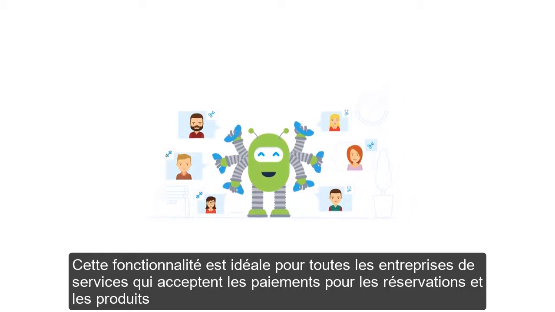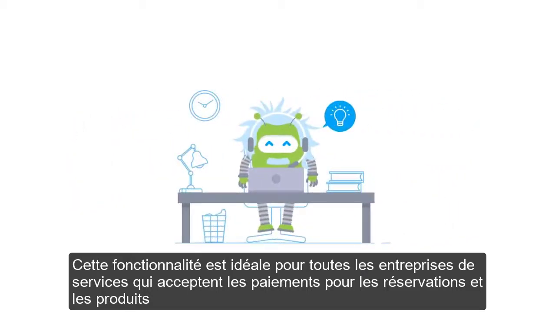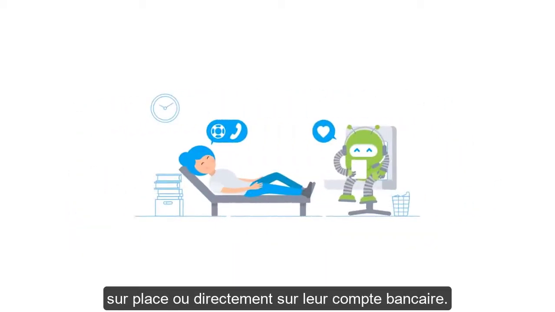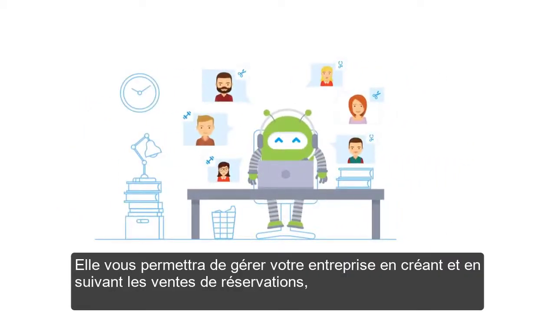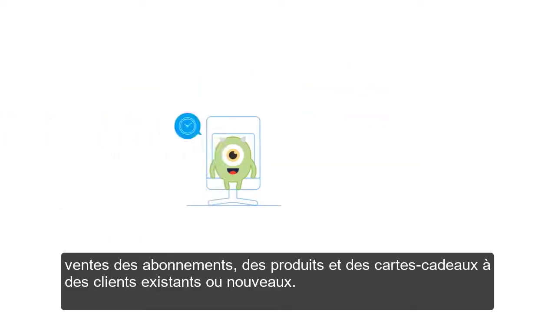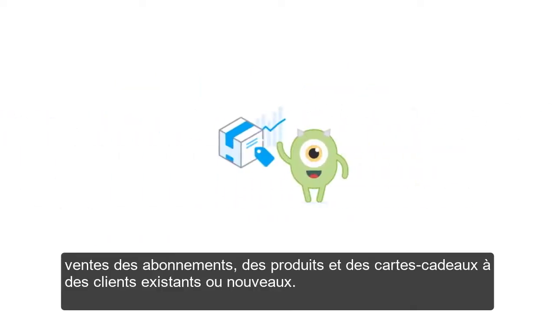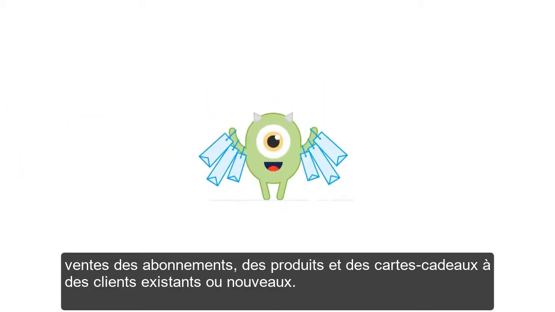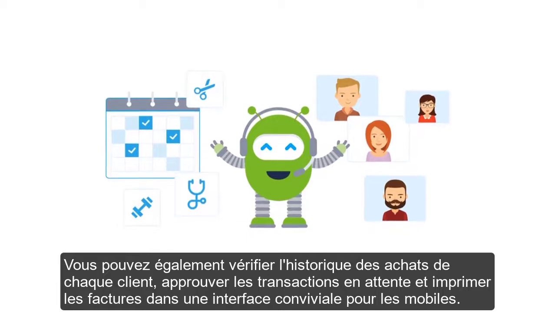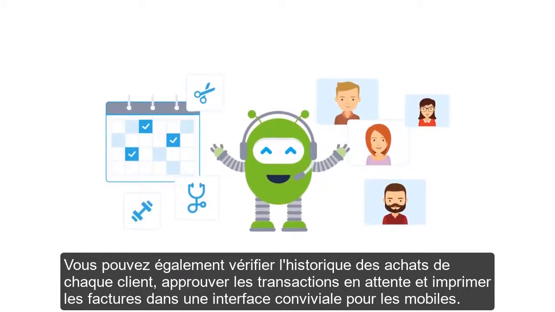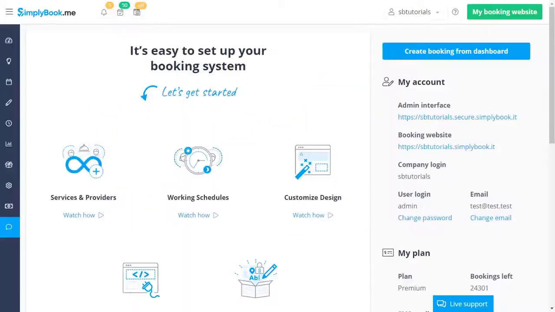Today we'll be looking at how you can utilize our point of sale custom feature for your business. This feature is great for all service businesses that accept payments for bookings and products on-site or directly to their bank account. It will allow you to manage your business by creating and tracking sales of bookings, selling memberships, products, and gift certificates to existing or new clients. You can also check each client's purchase history, approve pending transactions, and print invoices, all in a neat mobile-friendly interface.